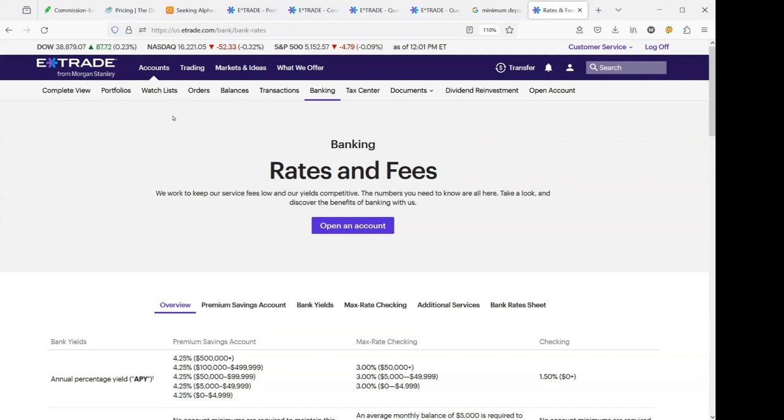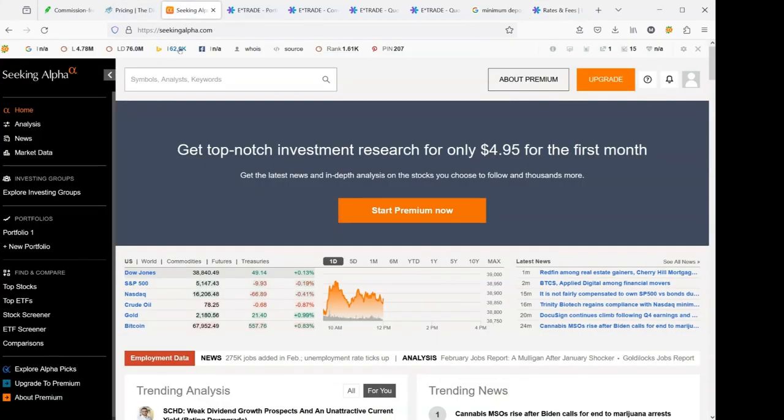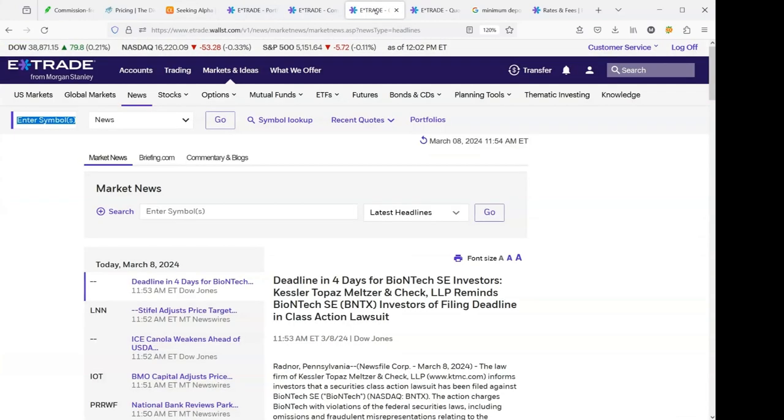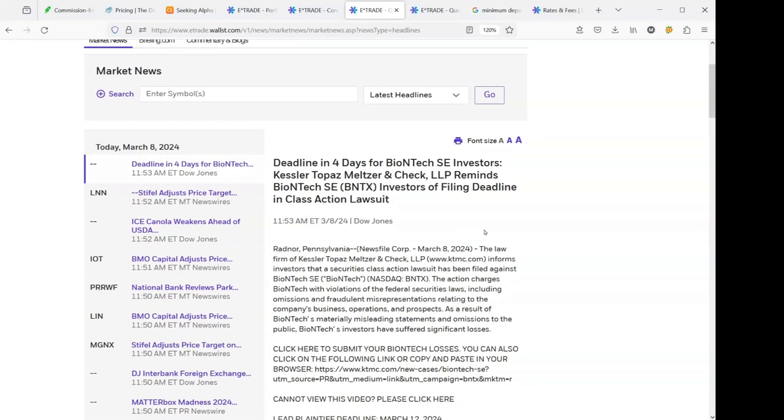I just wanted to show you some of the tools and what they look like if you decide to go the E-Trade route. For example, Seeking Alpha is a premium platform, and their news section and research section is unrivaled. E-Trade is not as good as that, but let's take a look at what it does offer. You can go to the news, and they have commentary and blogs, which I like. But this is basically just the standard news channel of some of the big headlines of the day.